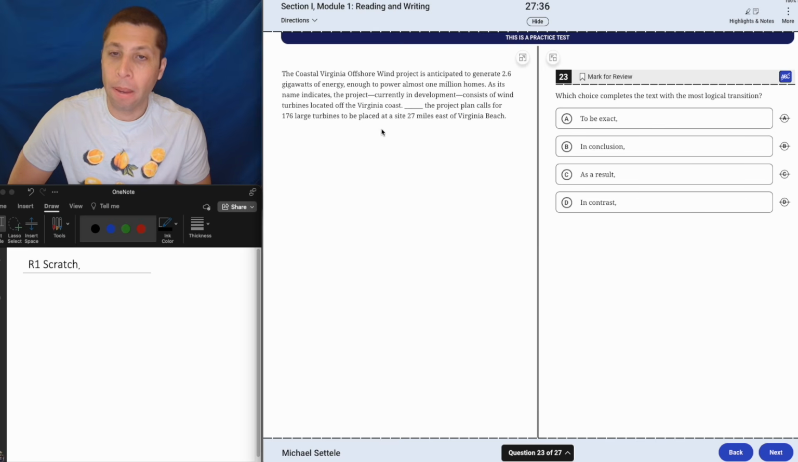Okay. The coastal Virginia offshore wind project is anticipated to generate 2.6 gigawatts of energy, though enough to power almost 1 million homes. As its name indicates, the project currently in development consists of wind turbines located off the Virginia coast. The project plan calls for 176 large turbines to be placed at the site 27 miles east of Virginia Beach. What? As its name indicates, the project consists of wind turbines located off the coast, to be exact, maybe? That's like a for example, I guess.